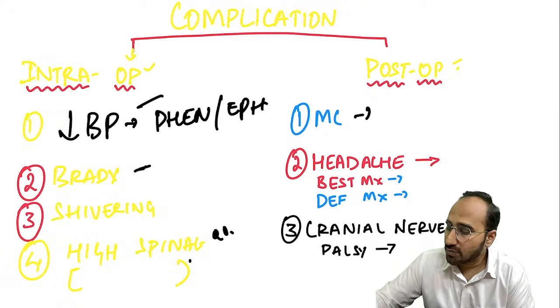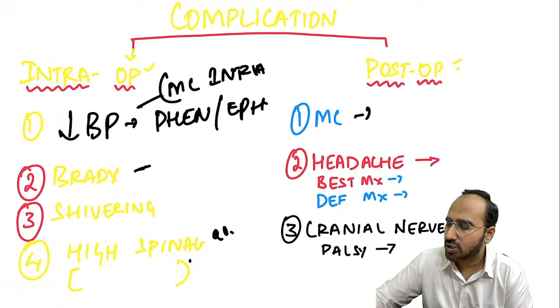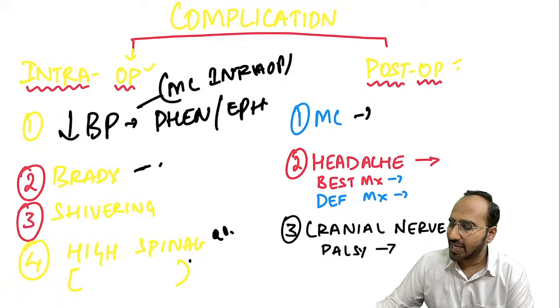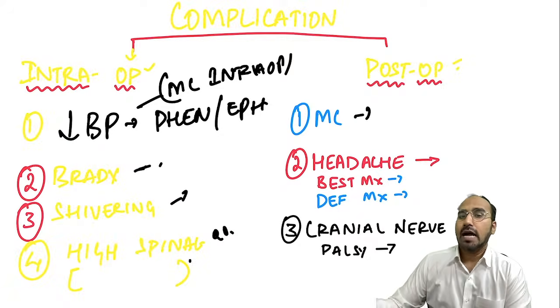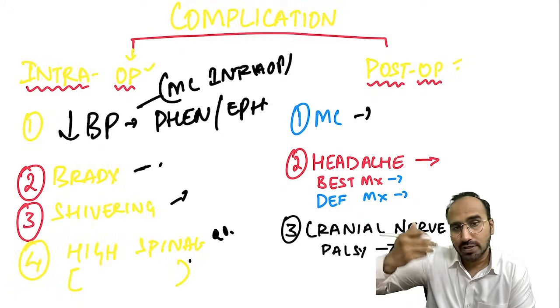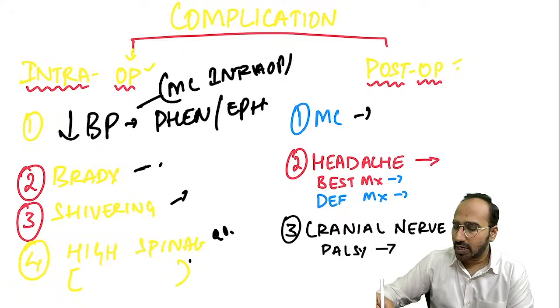Okay? It is the most common intraop complication. Very, very, very important, guys. Most common intraop complication. Next, bradycardia. Next, shivering can occur after spinal. Why? Because as it is producing sympathetic blockade of what?